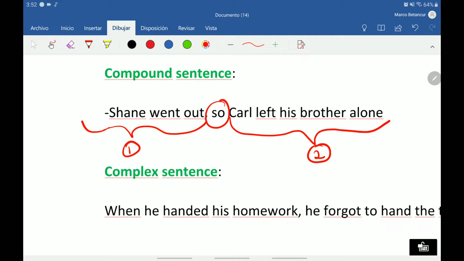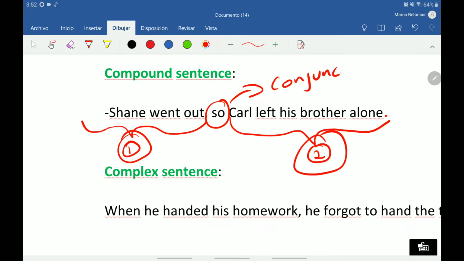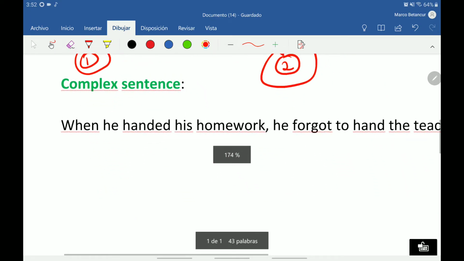Shane went out, so Carl left his brother alone. Forgot the period here, let's put it, okay? So this is a compound sentence. We have two sentences joined by a conjunction, right? Most of the times it is one of the fanboys, which we saw in class.